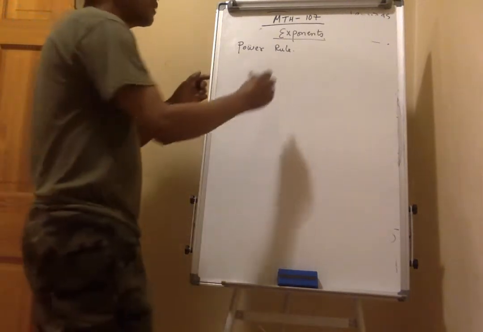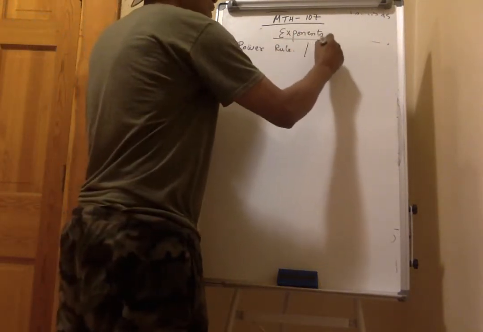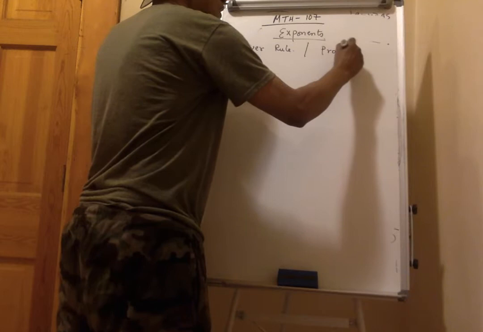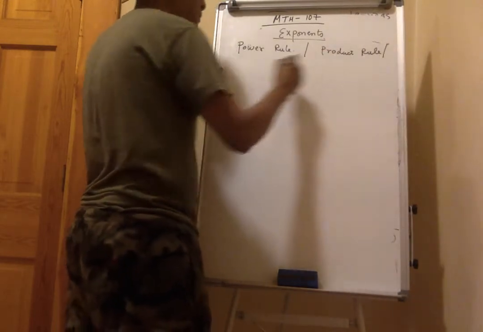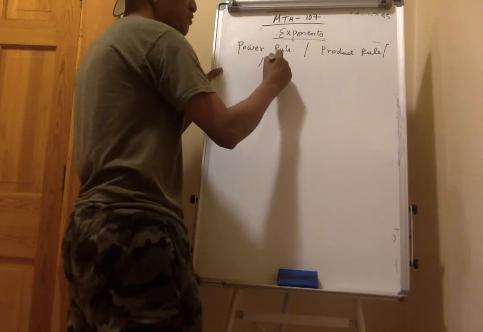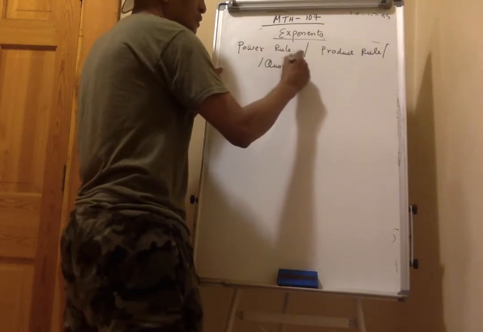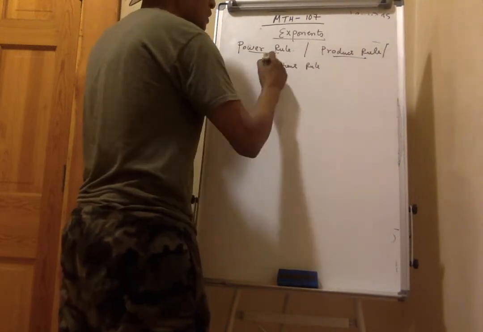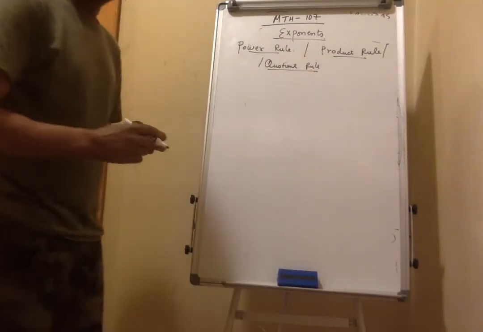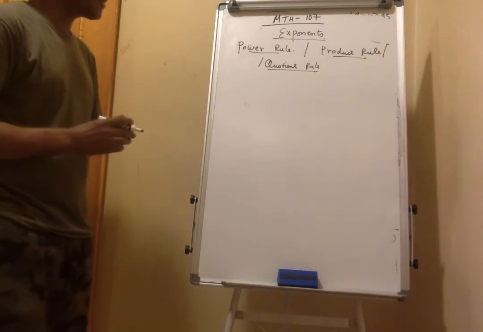The power rule and the product rule. In fact, we also have, let me put it in here, the quotient rule. So if we know these three rules, then it's not that difficult to understand the concept behind it.